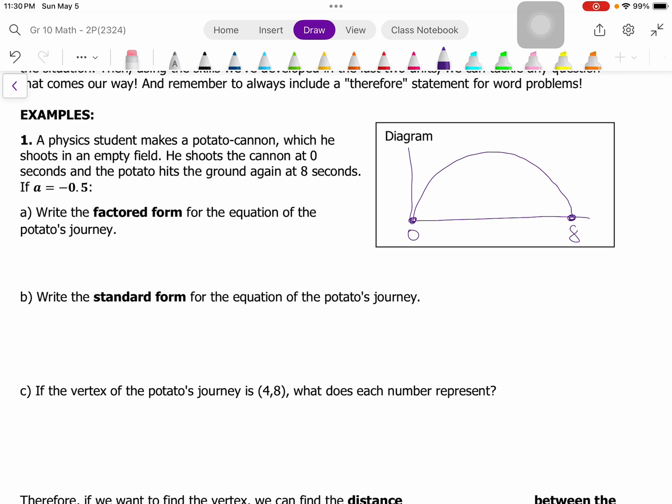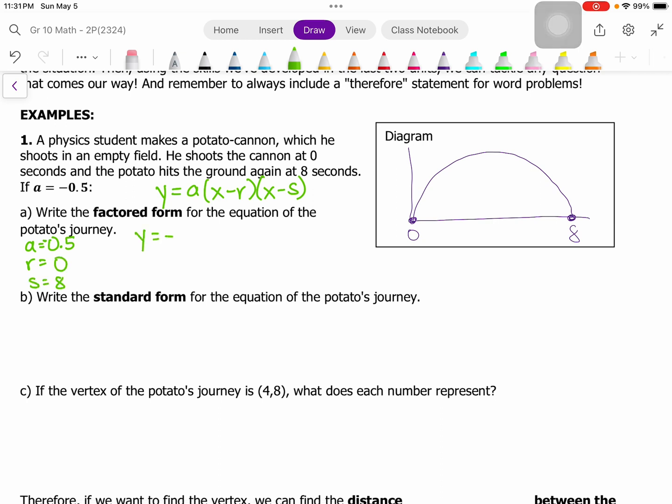So the first question we're asked is to write factored form for the equation of the potato's journey. Factored form, if you recall, is y equals A times (x minus r) times (x minus s), where r and s are the zeros. A we're given in the question, it is negative 0.5. R and s, we can see from our diagram here, our first zero is at 0 and our second zero is at 8. So we'll just plug those in then.